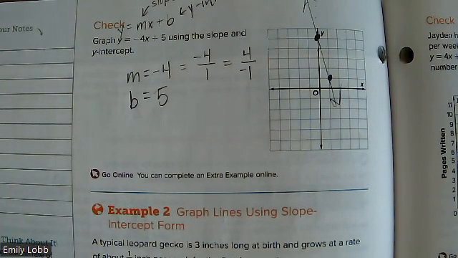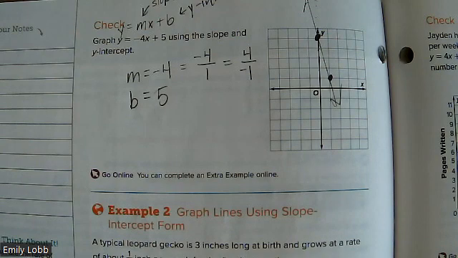Does that make sense? Are we understanding how to graph from this? So we're analyzing our equation and then using those things to draw 2 points. Any 2 points can make a line.